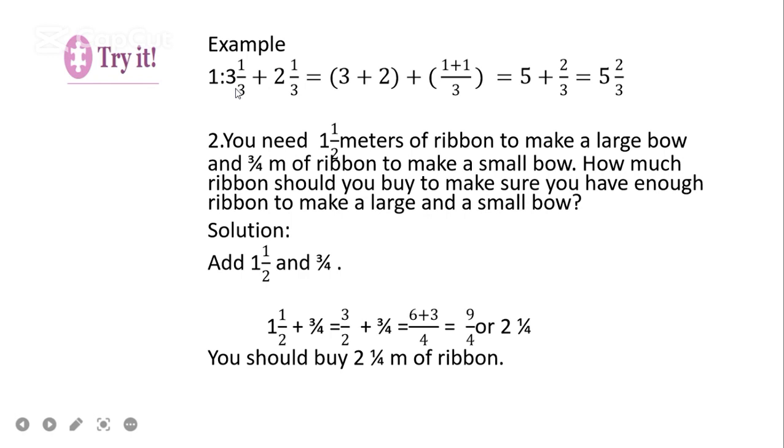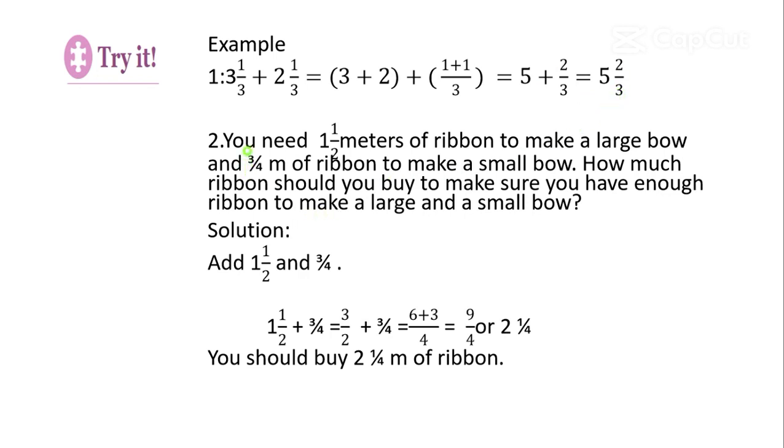Okay, so that is 3 plus 2, 3 and 2. Then 1/3 and 1/3. In this case, they are similar fractions. We have the same denominators. So 3 plus 2 is equal to 5. Then since they have the same denominator, copy it. And 1 plus 1 is equal to 2. So 5 plus 2/3 is equal to 5 and 2/3.